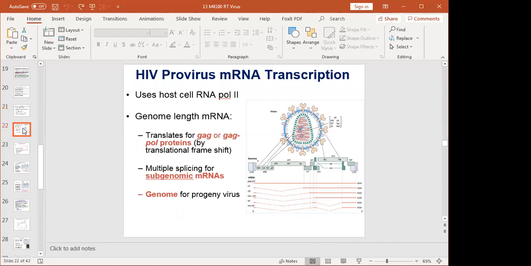Moving to slide number 22, HIV provirus mRNA transcription. The transcription of mRNA requires host cell RNA polymerase II, and we make a genome length messenger RNA. This one single genome length messenger RNA, so the entire genome, translates for 3 proteins, GAG, POL, and ENV.